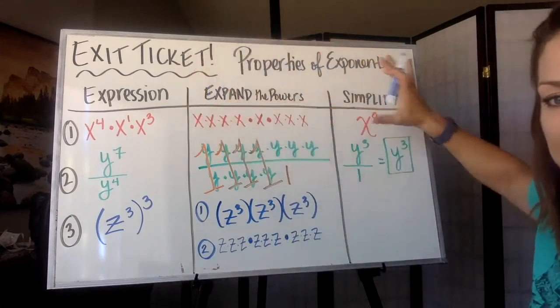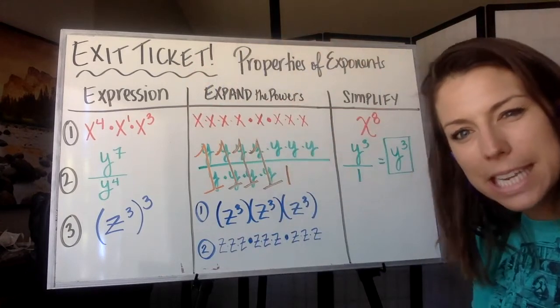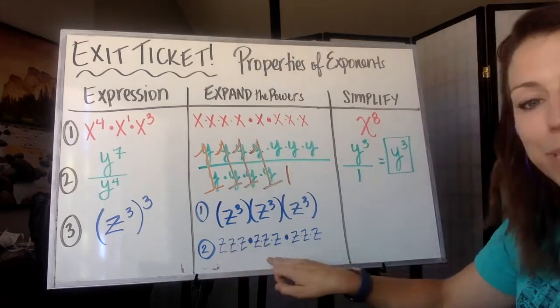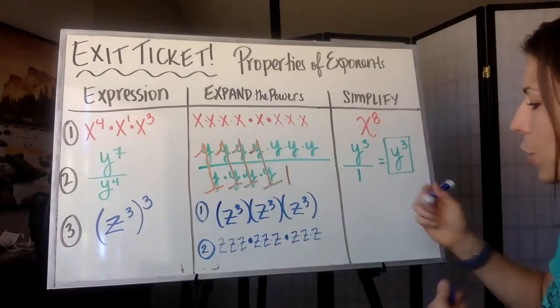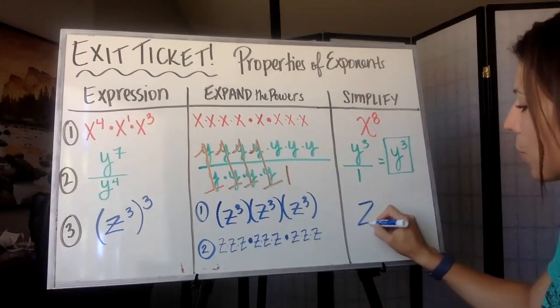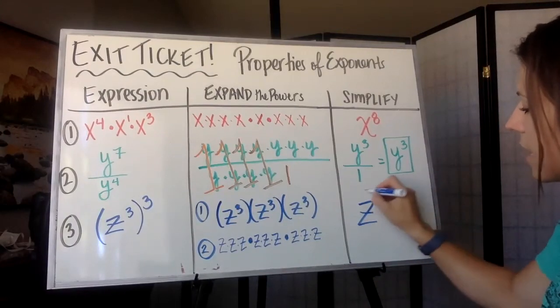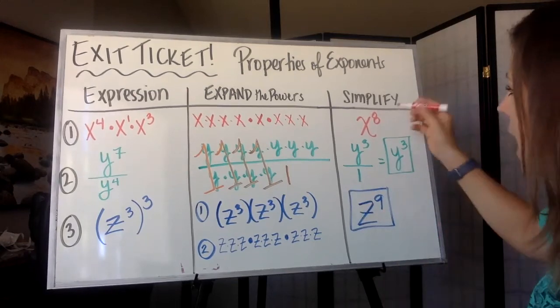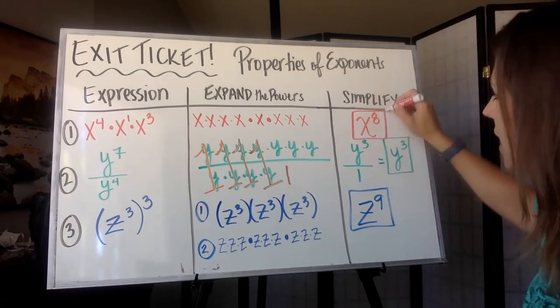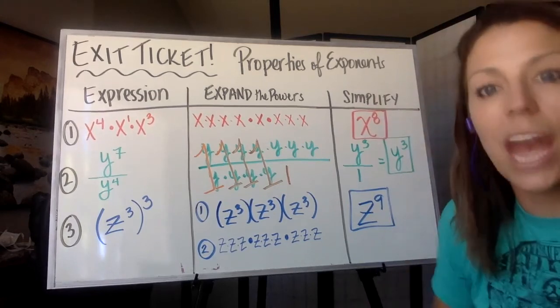Now that we've expanded, let's simplify. How many total z's? We have 3 groups of 3. 3, 6, 9. That's a grand total of 9 z's. So we're going to write that as z to the 9th power. And then our first answer was x to the 8th. And that is your answer. Those are your answers to your exit ticket.